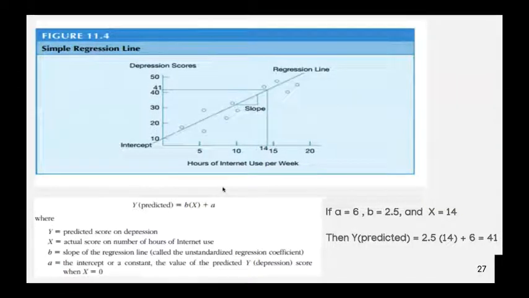So when you substitute the numbers here, if a equals 6, b equals 2.5, and x equals 14, then y predicted equals 2.5(14) plus 6, so the answer will be 41. So the y predicted is 41.